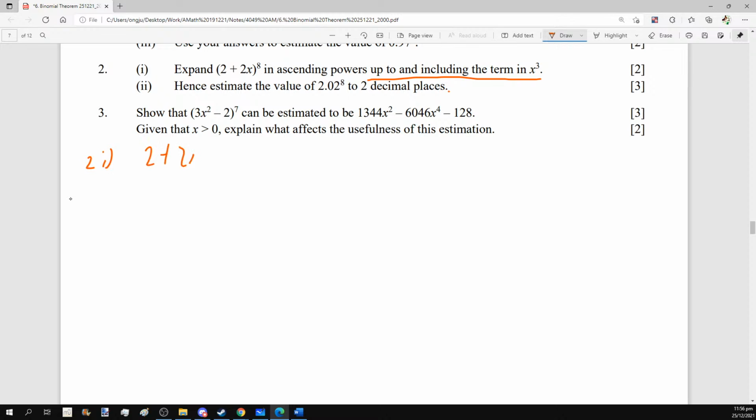We have 2 plus 2x to the power of 8. You can use the formula immediately, or you can be smart and factorize out 2, like so. However, do keep in mind that based on your laws of indices, the factorized 2 will have the same power attached onto it as well. Once you have this, the remaining portion should be quite straightforward. We will use binomial theorem on the second part, and on the first part, 2 to the power of 8, you're just going to feed it into the calculator. So let us do exactly that.